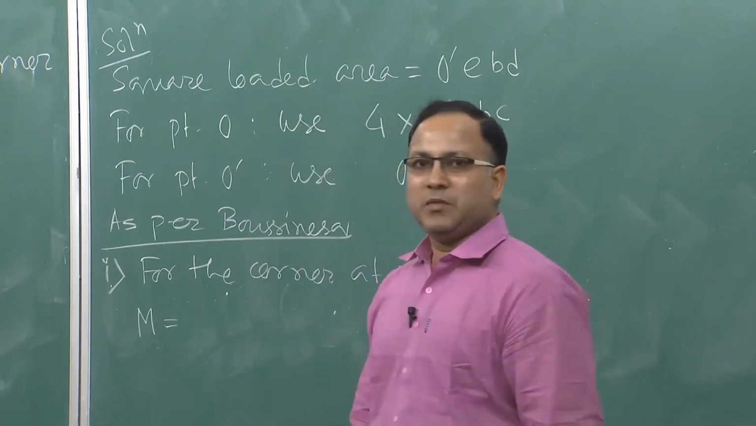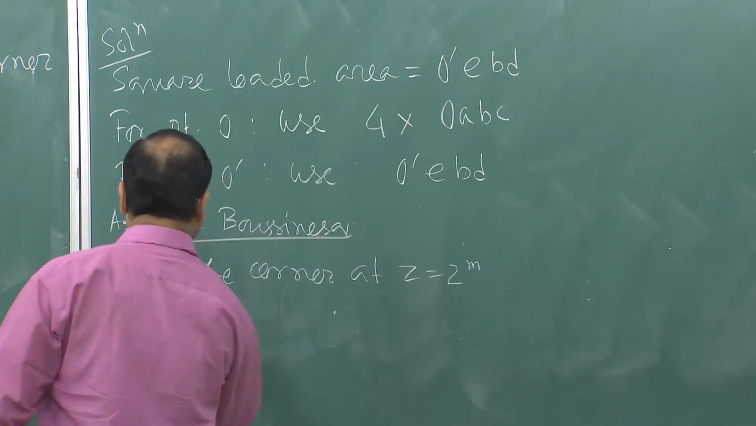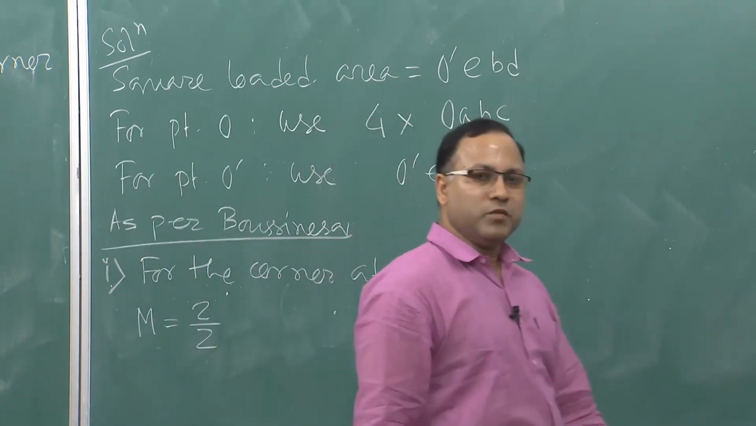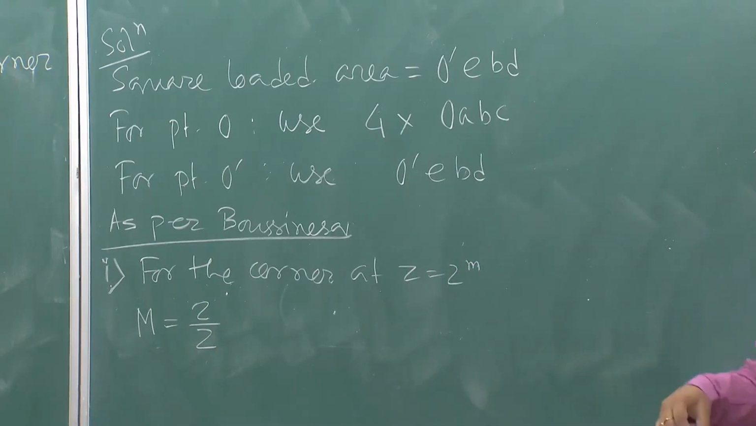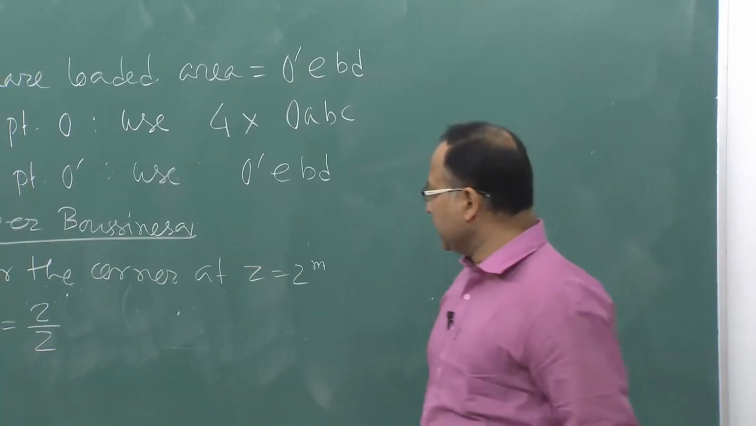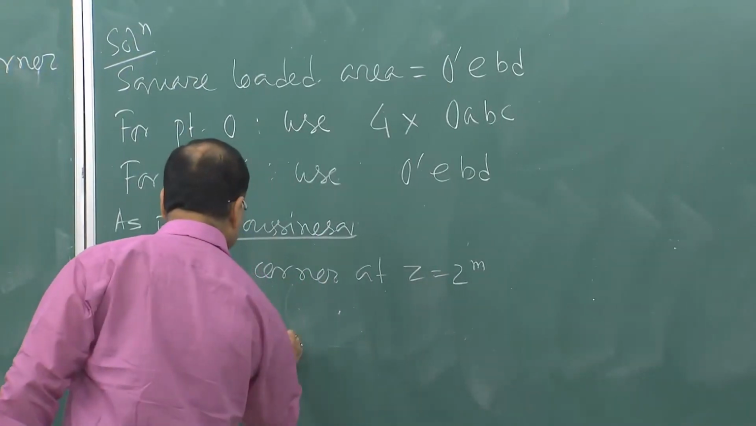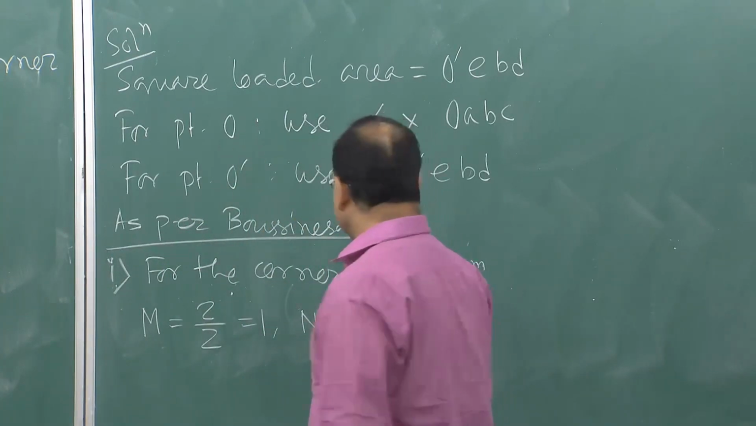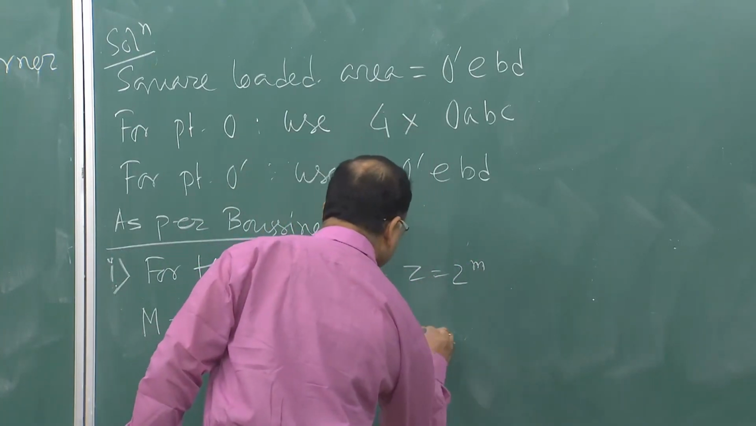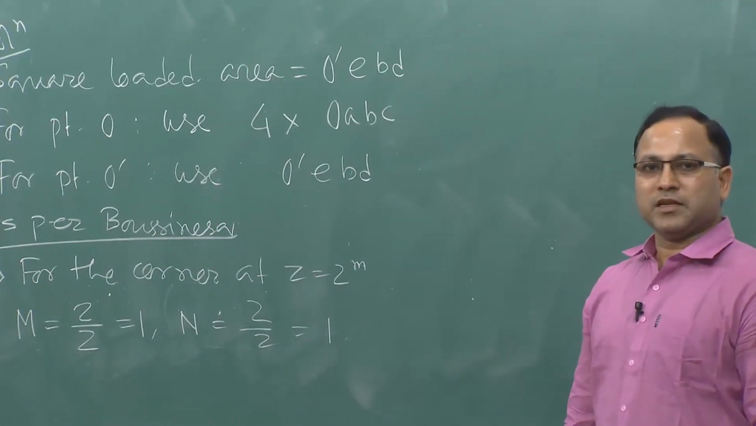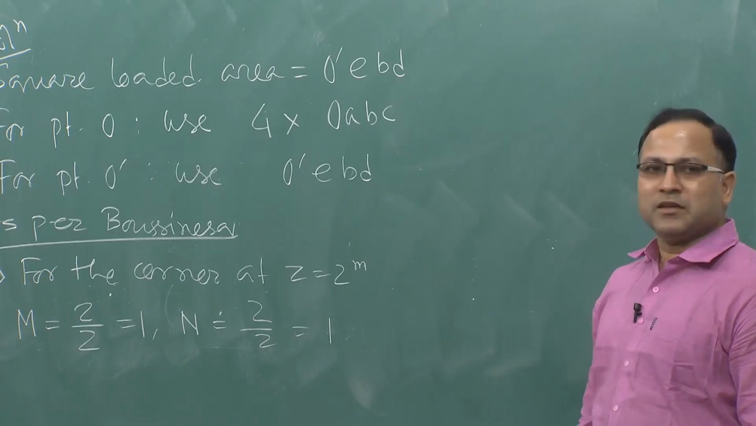Now, m is b by z. So, 2 by 2: b is 2 meter and z, the depth at which you are interested to find out the stress, that is also 2 meter. So, that is giving me m equal to 1. What is the value of n? L by z, right. So, that is also 2 by 2, that is also 1. So, you have got m and n.